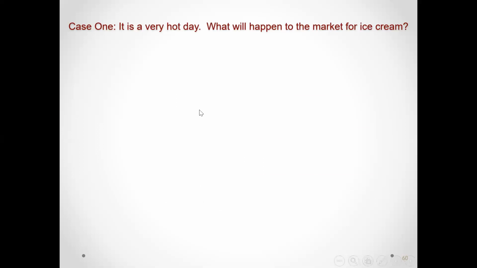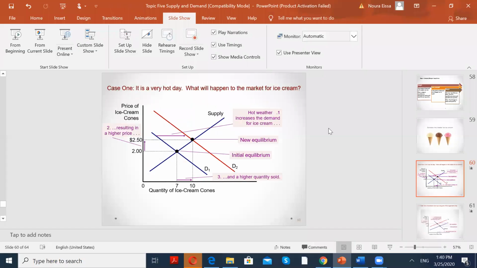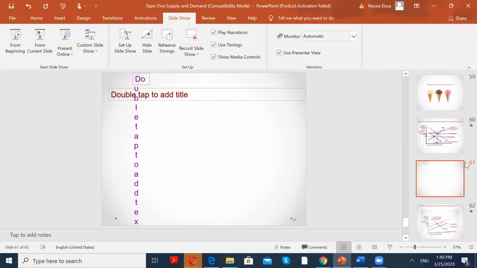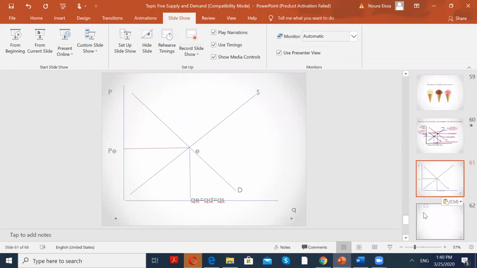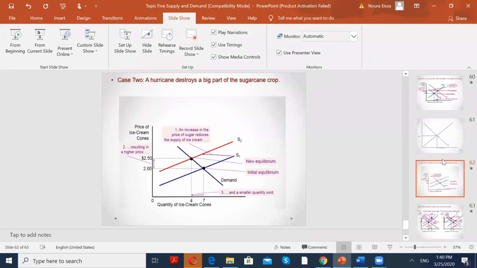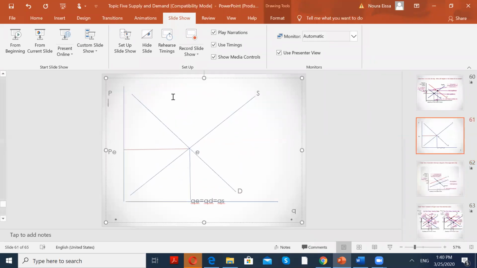تعالوا هرسمها معاكم step by step. Let's do it. طيب خلينا نعمل we already had that. طيب this is step one. This is let's say the market for ice cream. And this is a very hot day. صح?